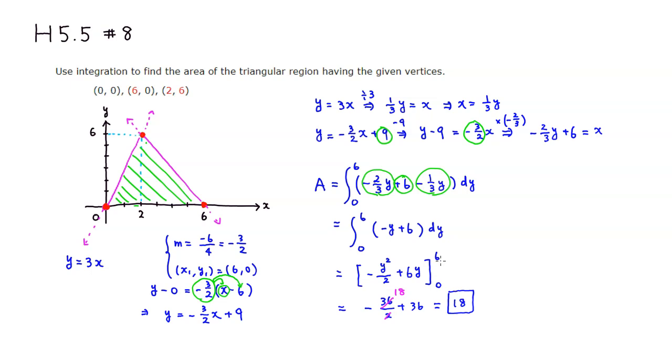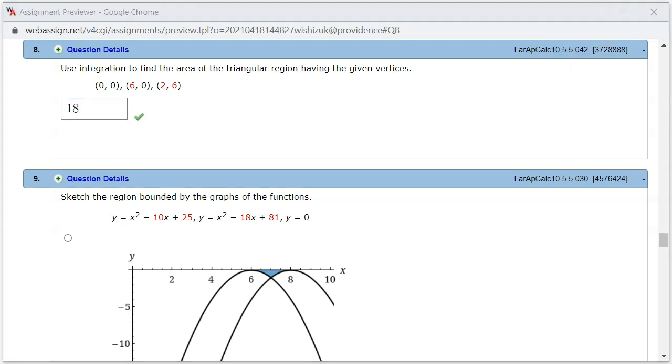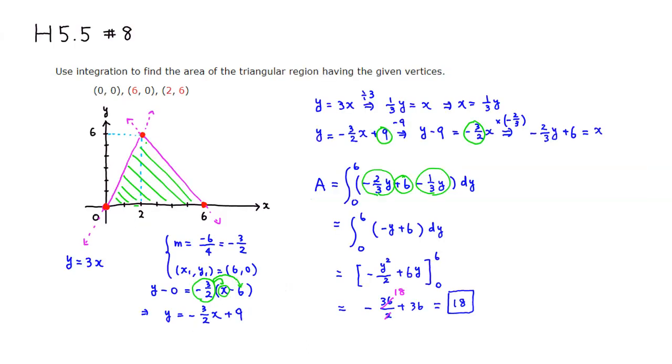So let's type it in. You have 18. Let's check the answer. I came back and it looks like we got this one correctly. That's it. I hope that this was clear.